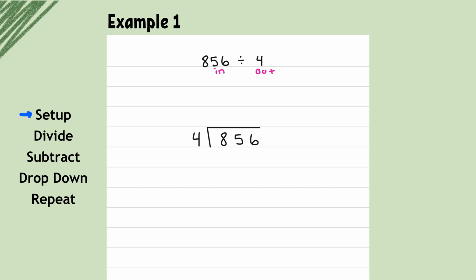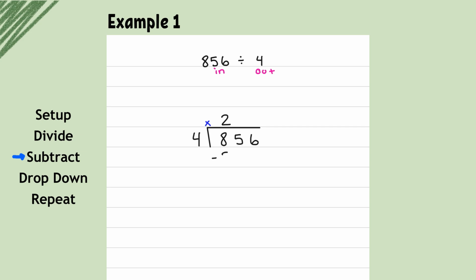So now we need to see how many times our divisor goes into our dividend. So we're just going to start off with one number, the number 8. You're going to ask yourself, 4 times what is going to give us 8? Whatever that answer is going to go on top of the 8. And the answer is going to be 2. 4 times 2 gives us 8.